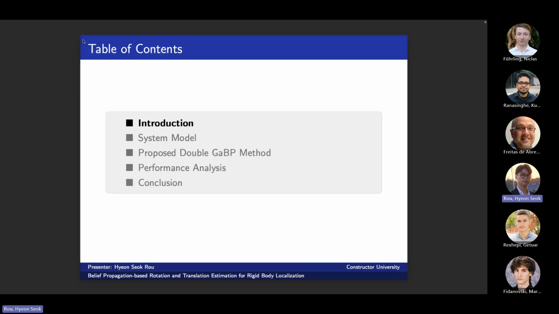So to go ahead into the paper, we will go through the introduction, of course, behind the whole rigid body localization idea and the system model, and we will go through the proposed method, which is dubbed the double Gaussian belief propagation, and then finally some performance analysis against the state of the art.